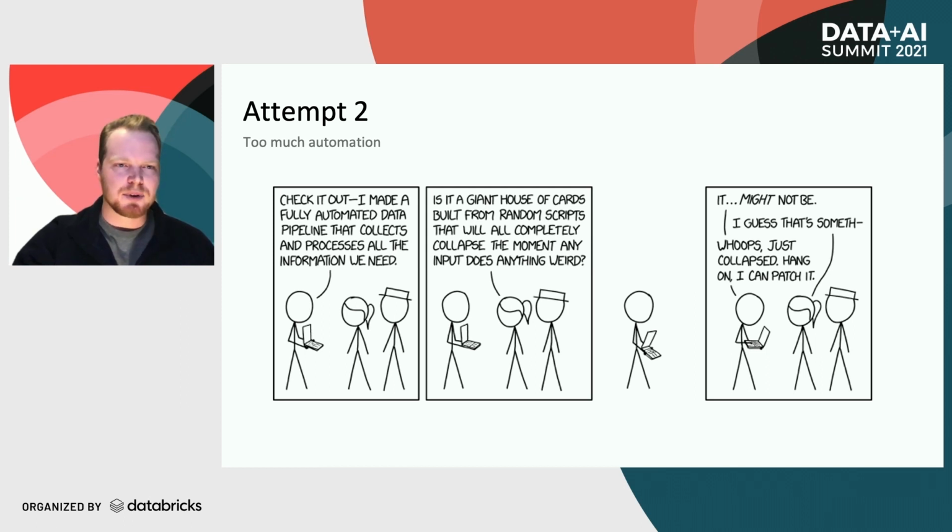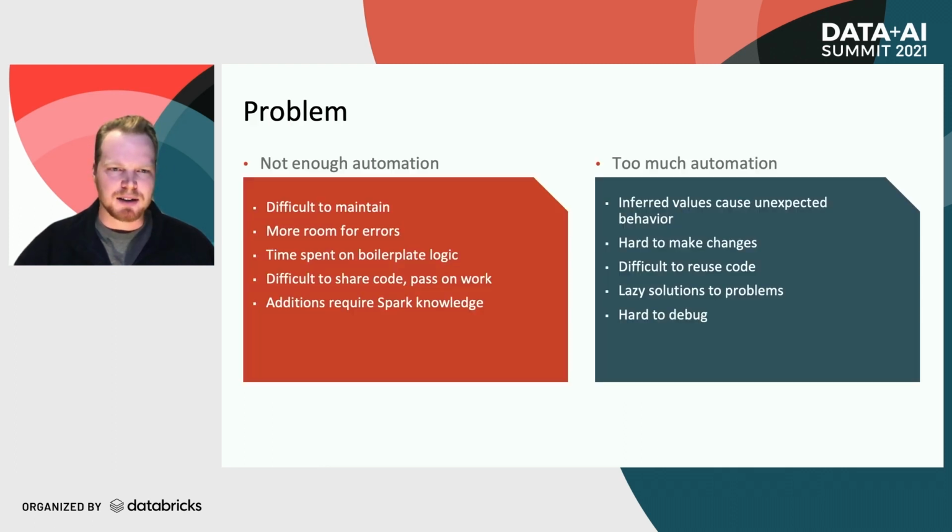So just a quick summary on both of these sides. On the one side, it's difficult to maintain. You're spending a lot of time on boilerplate logic, and it requires quite a bit of Spark knowledge. But on the other side, inferred values are going to cause unexpected behaviors.